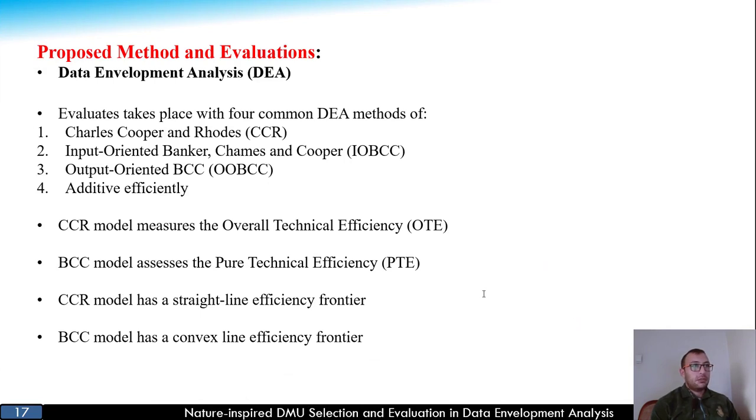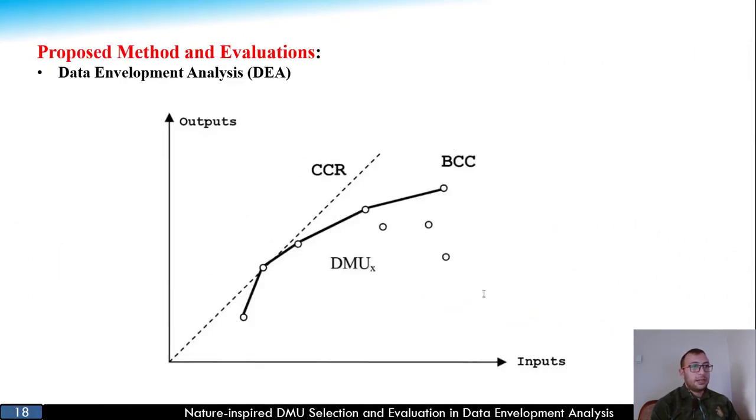Evaluation takes place with four common DEA methods, as I mentioned earlier: CCR, IOBCC, OOBCC, and additive. The CCR model measures the overall technical efficiency. The BCC model assesses the pure technical efficiency. The CCR model has a straight line efficiency frontier, and the BCC model has a convex line efficiency frontier. As we can see here, for input and targets and a few features, shown as circles, we have BCC and CCR models, and their shapes are vivid here.